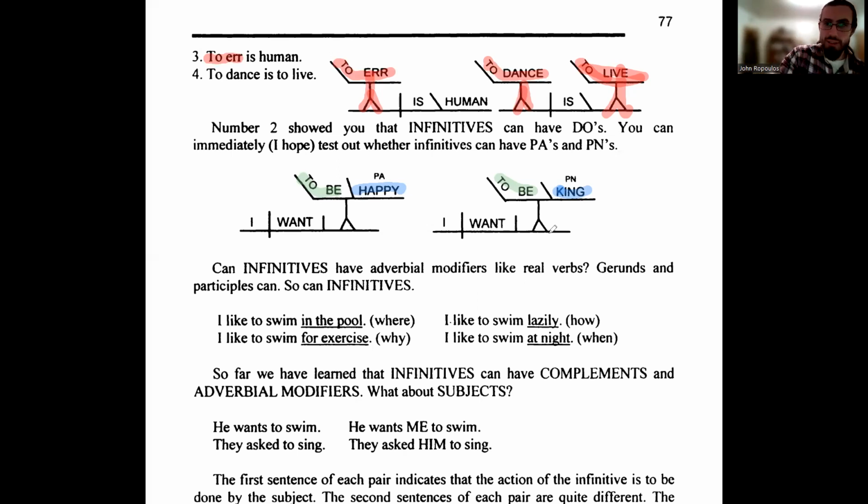I like to swim. So look, let's identify all of the infinitives. To swim. I like to swim. Where? In the pool. So in the pool is modifying to swim. So how do you diagram that? Very simple. Just think about it. I like to swim. So I'm going to have my I like to swim. Then we're going to have this is where to swim is going to be.